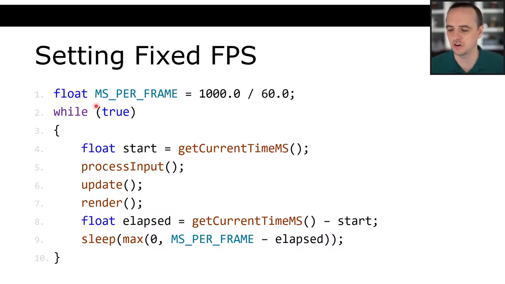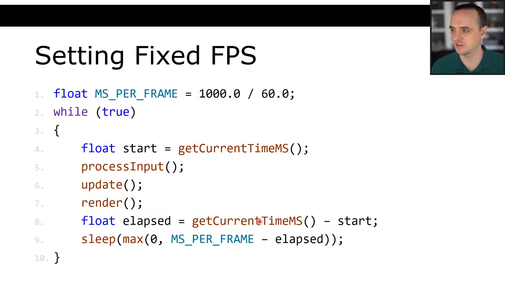So we're going to determine the number of milliseconds per frame that we want. And so this might be 16, right? So if we have 60 frames per second, this is 16. And if you run your loop, we're going to have some starting time. What we can say is get the current time in milliseconds or microseconds or something like that. So we have the starting time of our frame. Then we process the input. We update our game engine simulation. We render.